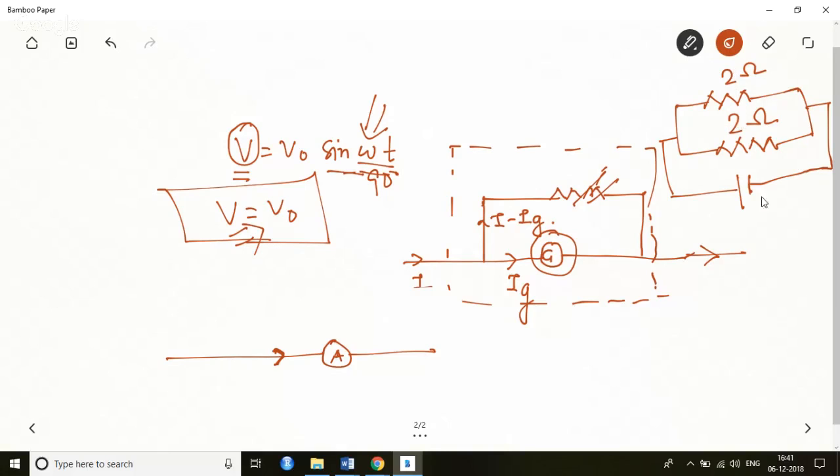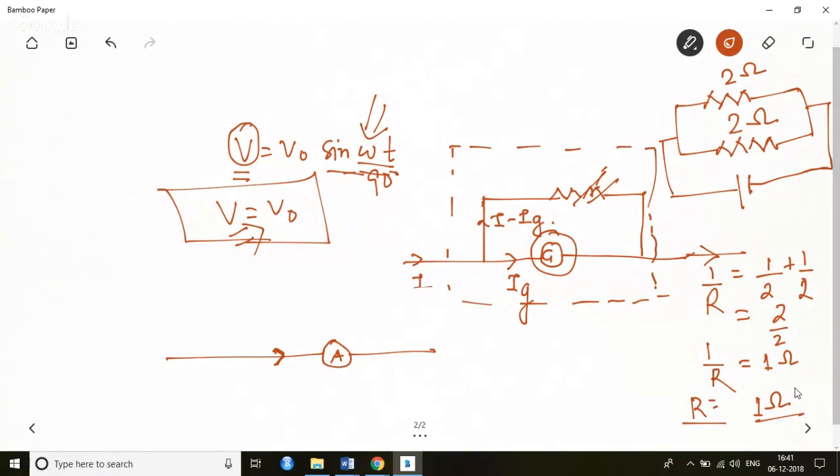With 2 ohm and 2 ohm, if I find the resistance, 1 by R will be equal to 1 by 2 plus 1 by 2. How much is it? It becomes 2 by 2, so 1 by R is equal to 1, and R is equal to 1 ohm. As simple as that. So this is how it is.